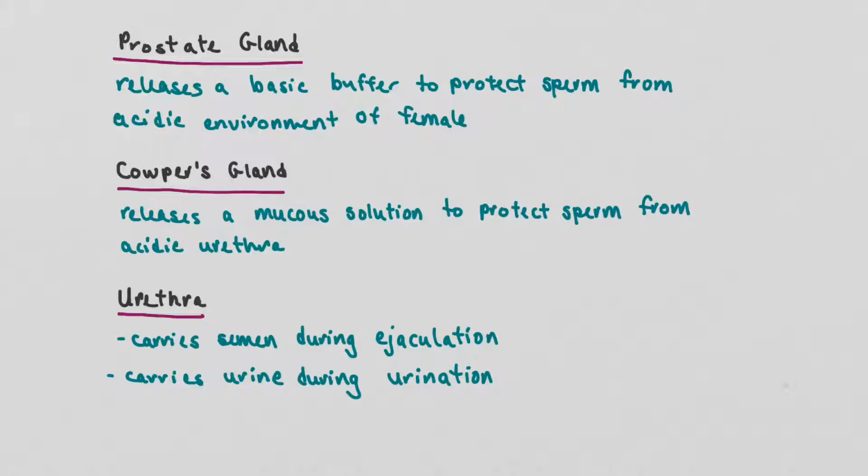The Cowper's gland is another gland that releases a mucus solution, and this time it's to protect the sperm from the urethra within the male. Again, you don't want to get a urinary tract infection, so you produce an acidic environment to prevent pathogens from invading, but then it could also harm the sperm. So the Cowper's gland releases mucus to protect the sperm from that acid. And then finally, the urethra is the tube that carries semen during ejaculation, and it also carries urine during urination, so it has a double role.